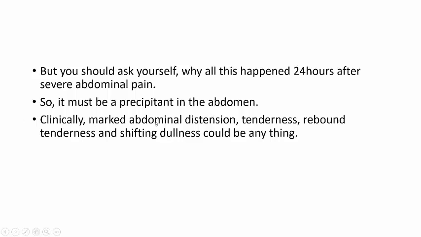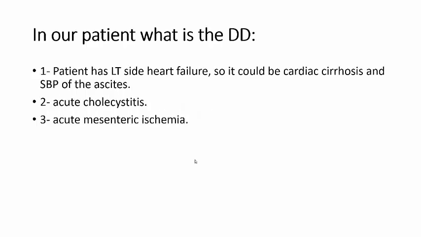Clinically we saw marked abdominal distension, tenderness, rebound tenderness, and shifting dullness. This could be anything in our patient. What's the differential diagnosis of this diffuse abdominal distension and the pain, tenderness, rebound tenderness, shifting dullness? Could be anything. Our patient has left side heart failure, so it could be cardiac cirrhosis with ascites, and now over these 24 hours, the patient developed spontaneous bacterial peritonitis on top of his cardiac cirrhosis and developed this whole picture. This is a very good explanation, and it will explain everything.